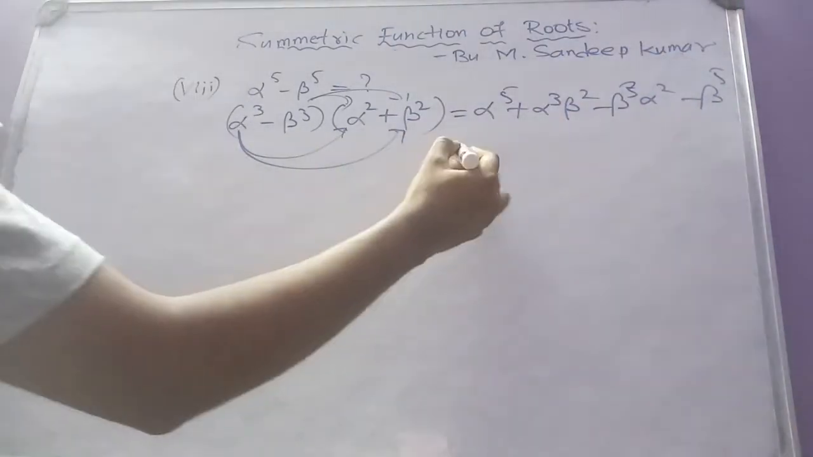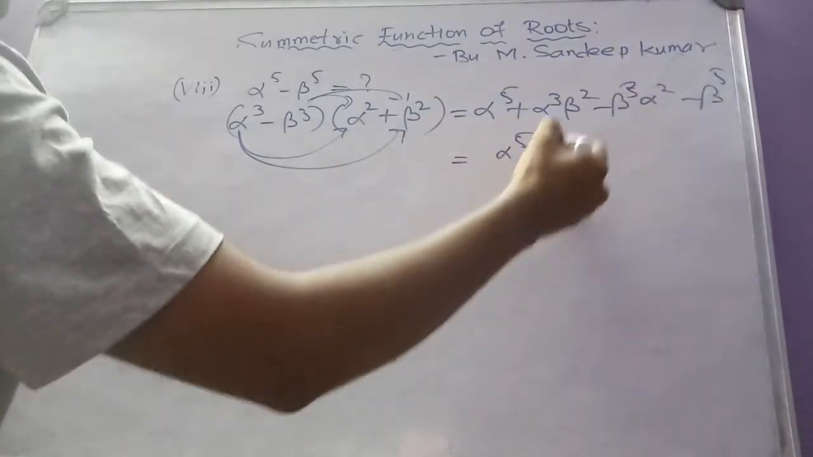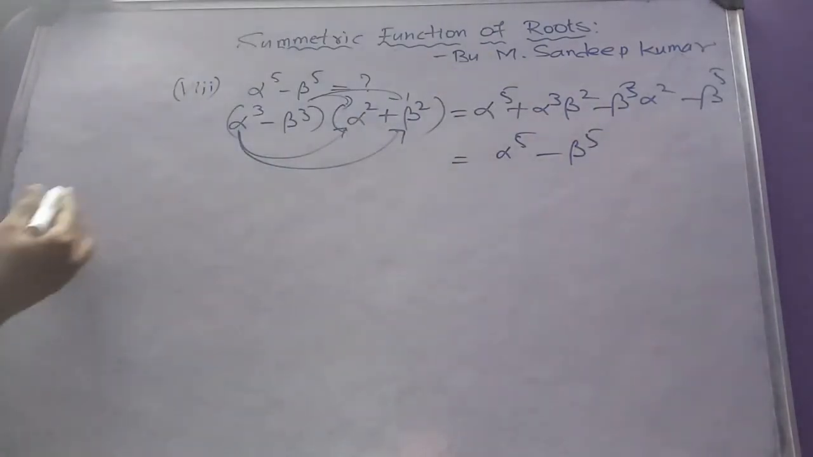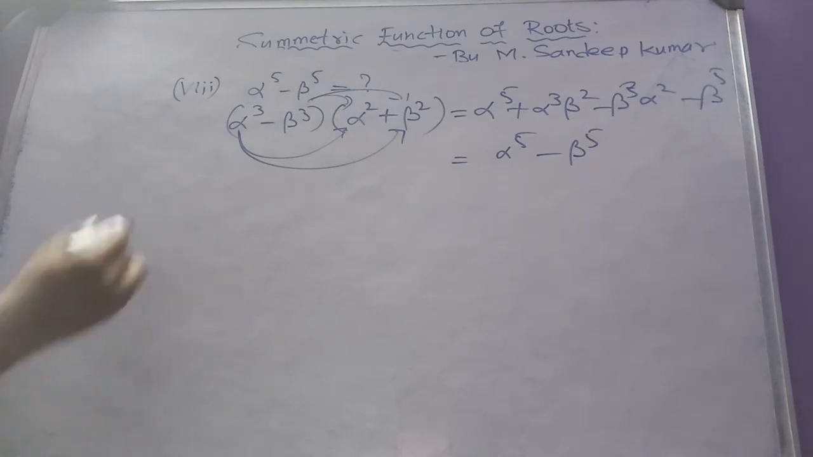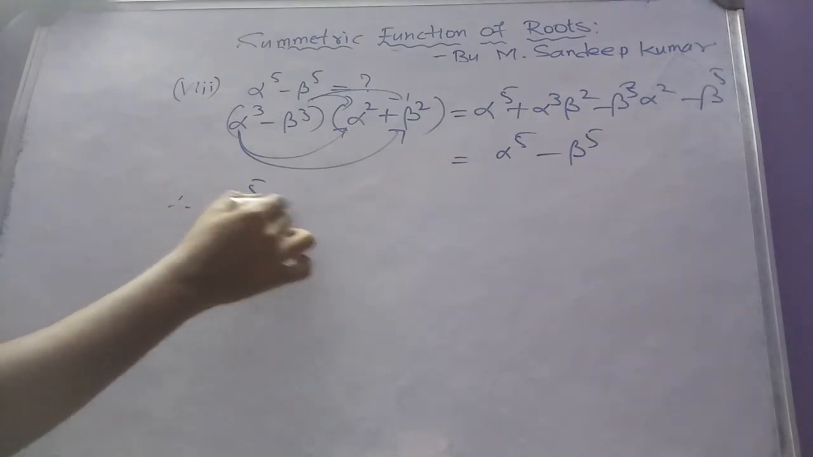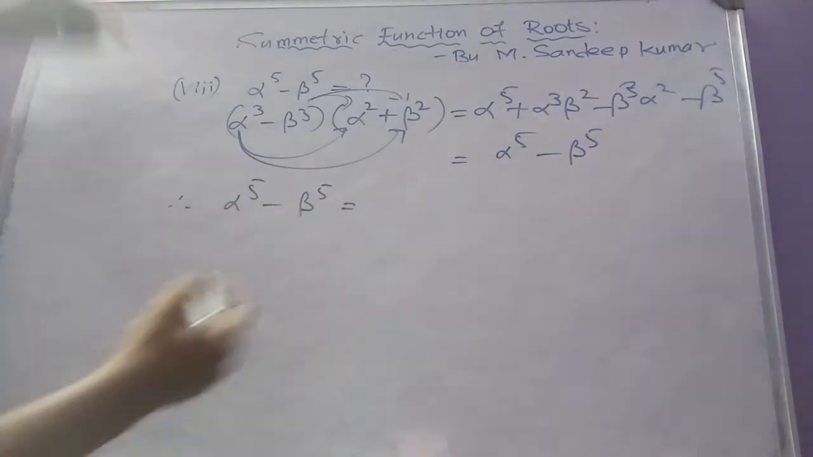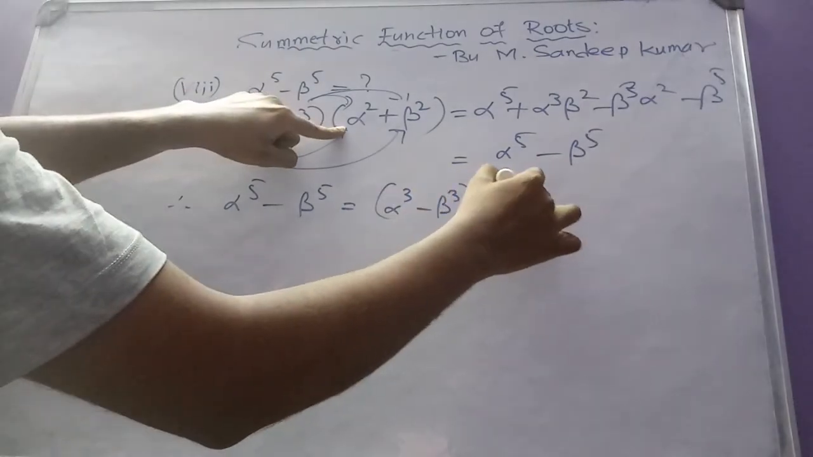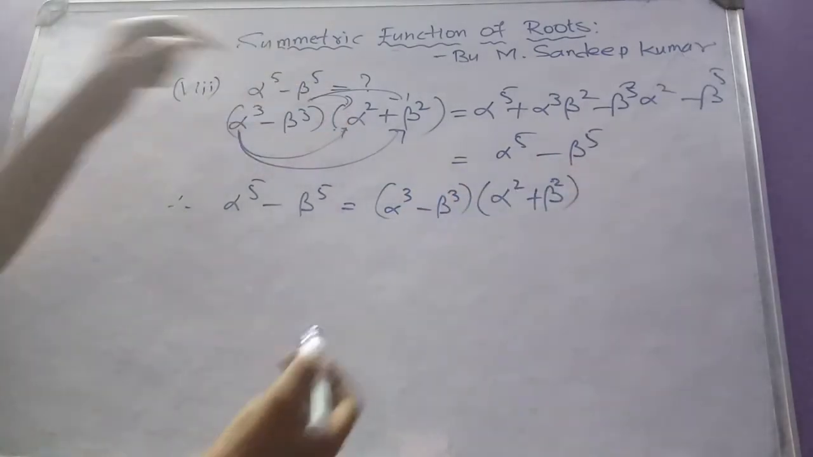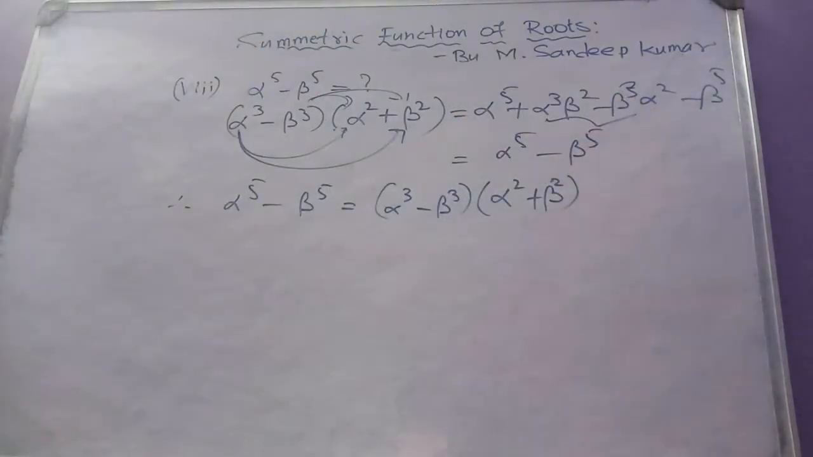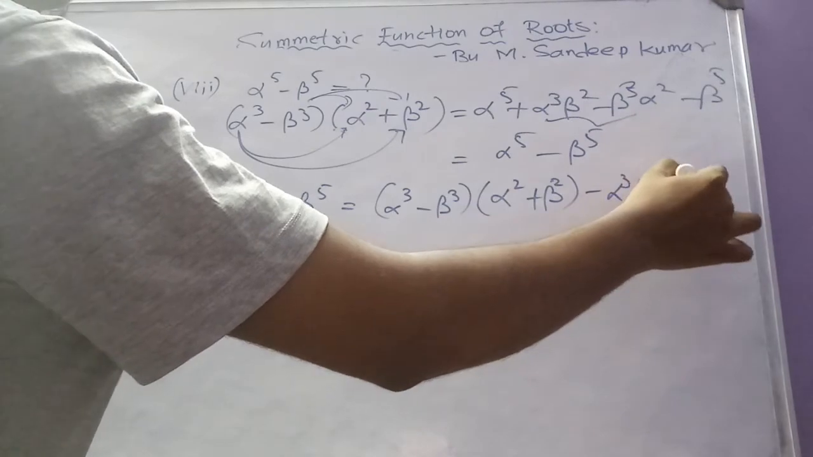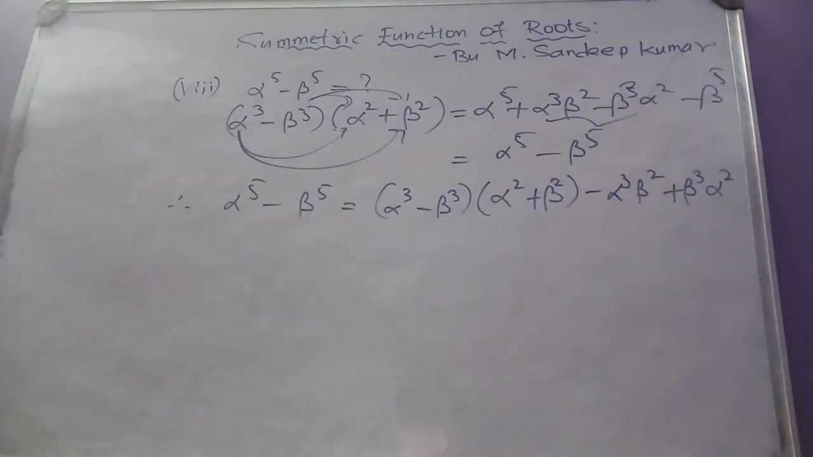I need only alpha power 5 and then minus beta power 5. So take everything else to the left side. What will you get? Therefore, I'll write it as alpha power 5 minus beta power 5 is equal to alpha cube minus beta cube into alpha square plus beta square. And these two came to the left side. Came to the left side means minus alpha cube beta square plus beta cube alpha square.